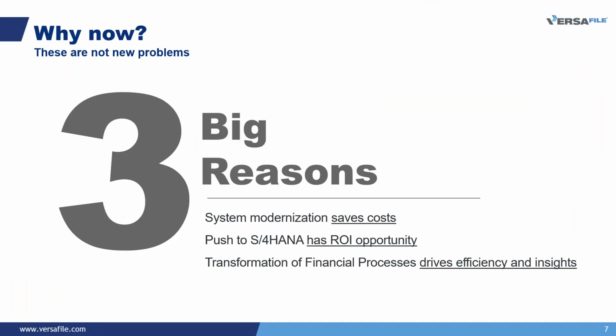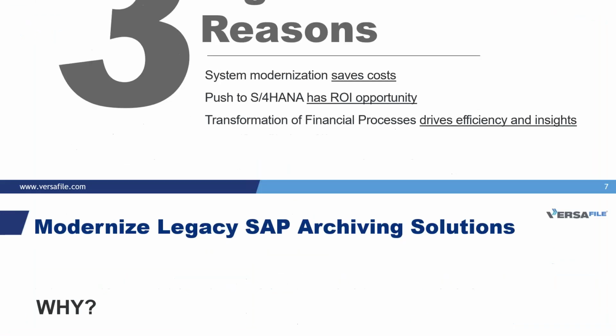Bob mentioned earlier that 60% of organizations have yet to fully digitize and automate their financial processes. So, woof, that's a big number. That's a big amount that hasn't got to that yet. So why start now? Well, there are three big reasons we're seeing from our customers that include system modernization, push to S/4HANA, and then high-level digital transformation initiatives that may be underway from the executive level. So let's talk briefly about each.